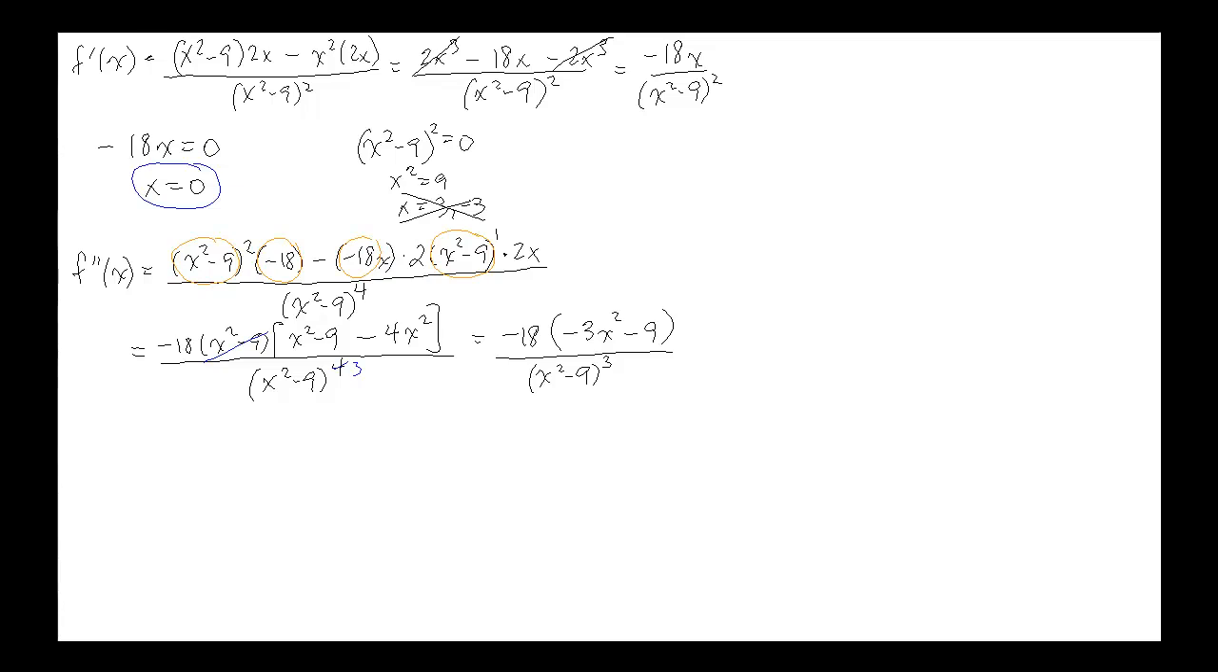Alrighty, so now I want to do the analysis on this one. So what I want to do is similar to what I just did above, and that is determine where the numerator is 0 and where the denominator is 0. So I want to analyze when f double prime is 0. Well, that's when the numerator is 0. And I want to analyze where f double prime is undefined. And that would be where the denominator is 0. Again, what are we going to get here for the denominator is 0? x is 3 and negative 3. Can't be a point of inflection because those are where we have our vertical asymptote.